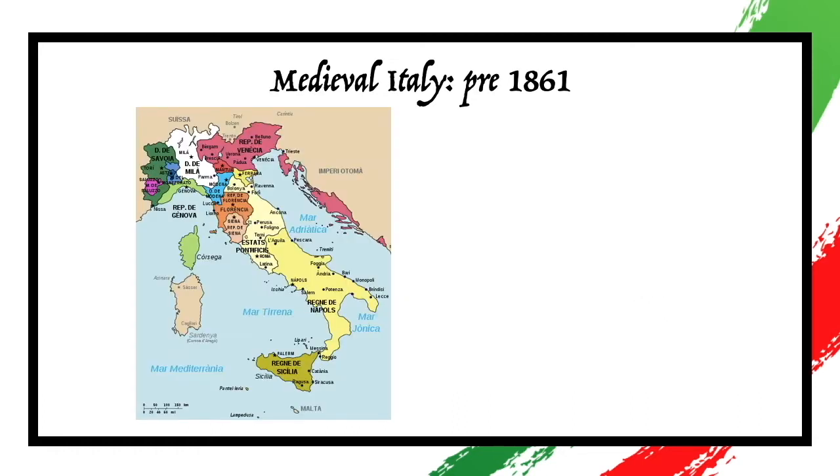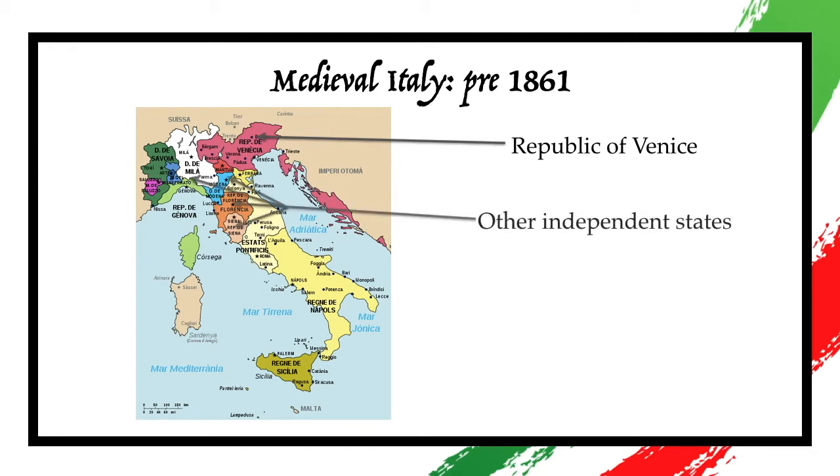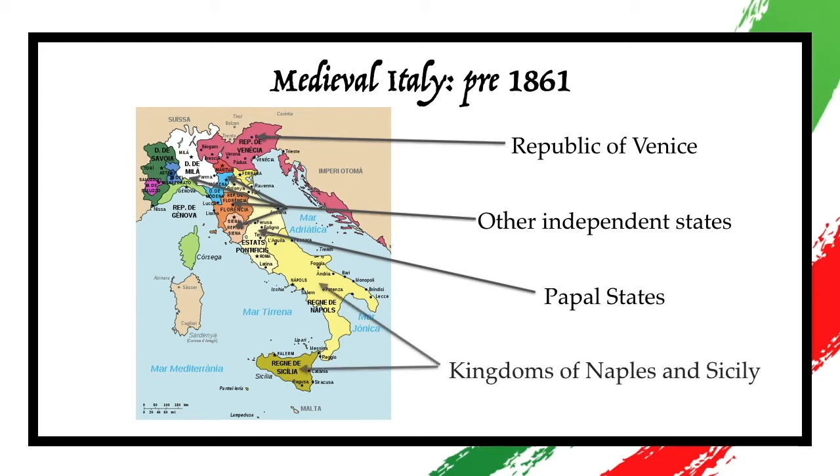Before 1861, since medieval times, Italy was a collection of independent states, the largest being the Republic of Venice, the Papal States, and the Kingdom of Naples and Sicily, called the Kingdom of the Two Sicilies. Each state had its own language, a Romance language descended from Latin.